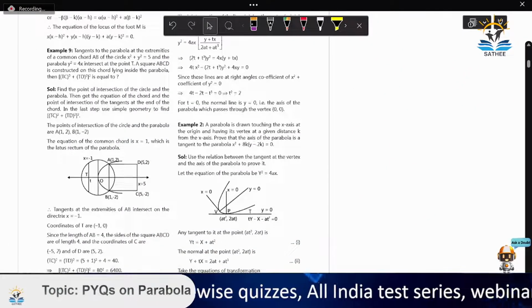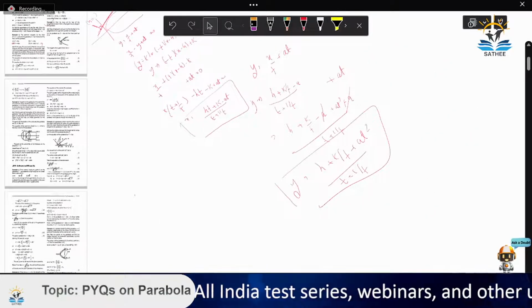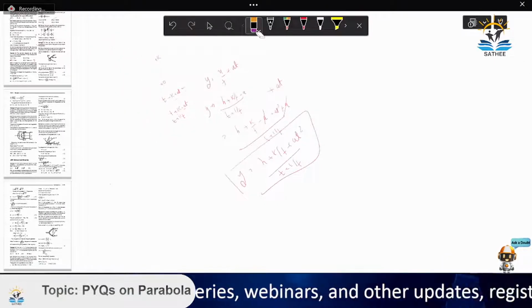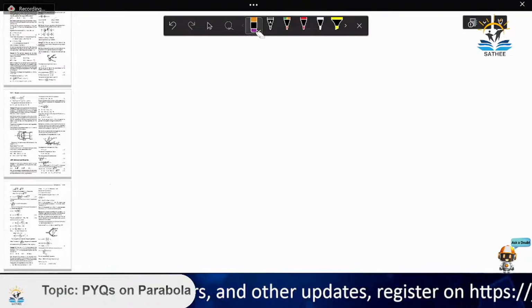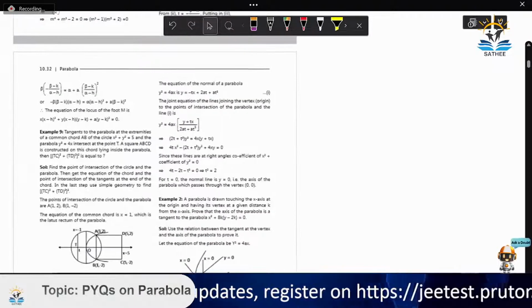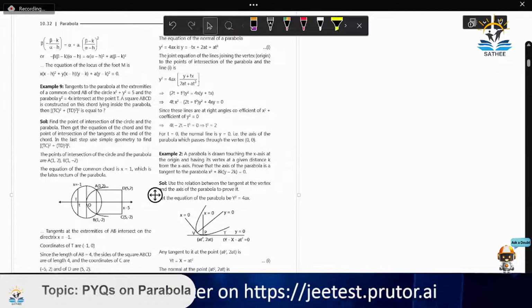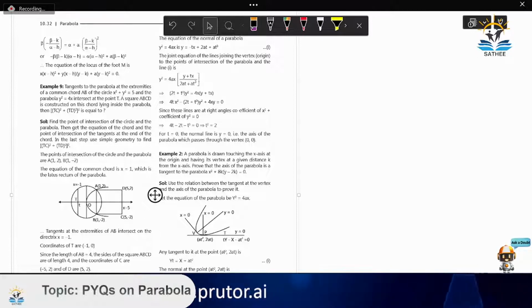We have the ninth question. So let me erase the before part first, and then we'll do the ninth question. The tangents to the parabola at the extremities of a common chord AB of a circle x square plus y square is equal to 5, and the parabola y square is equal to 4x intersect at the point T.